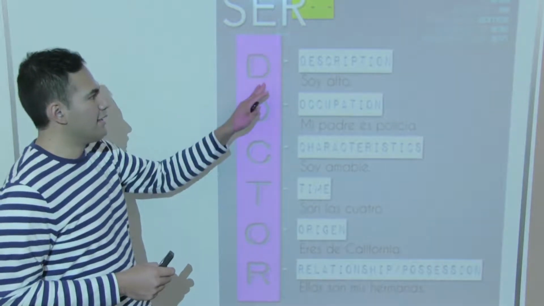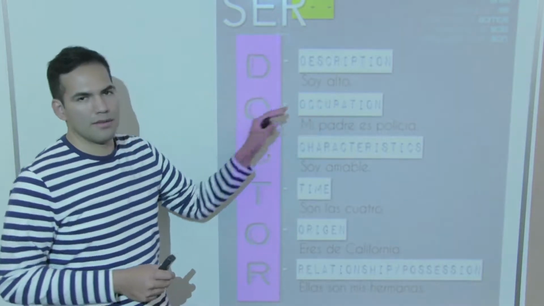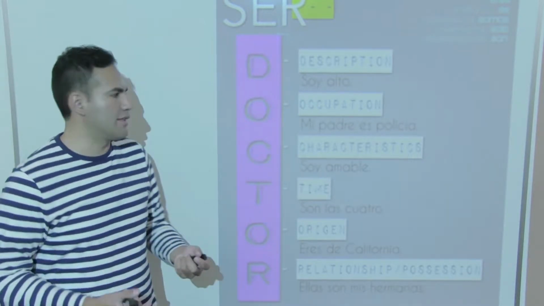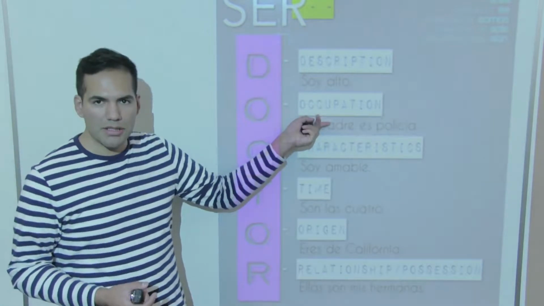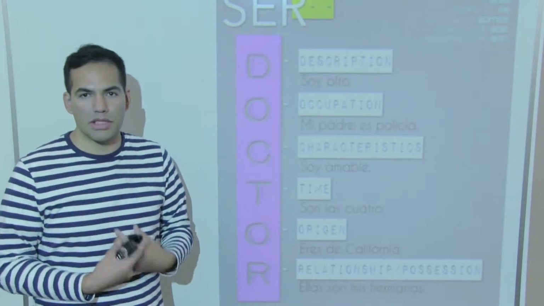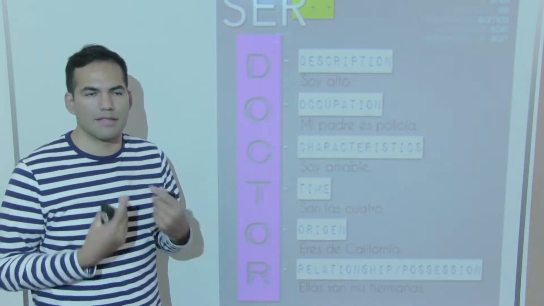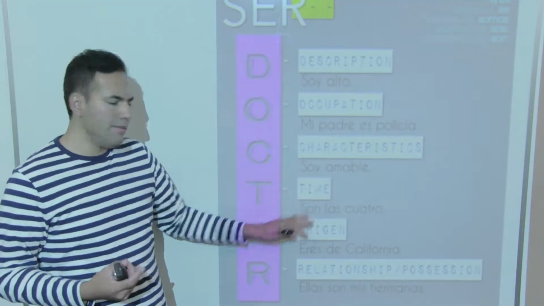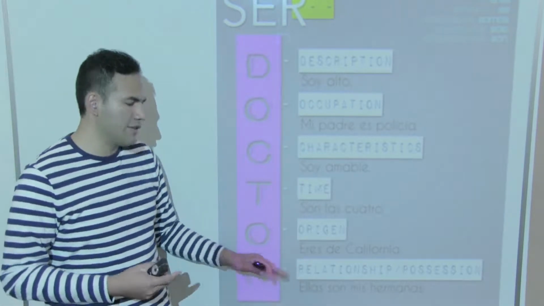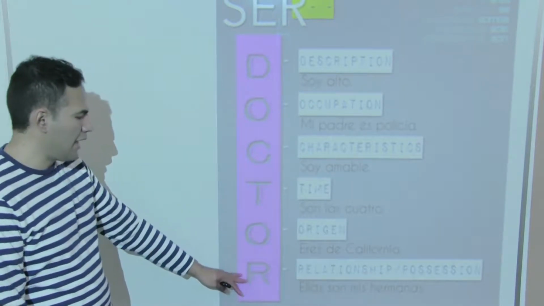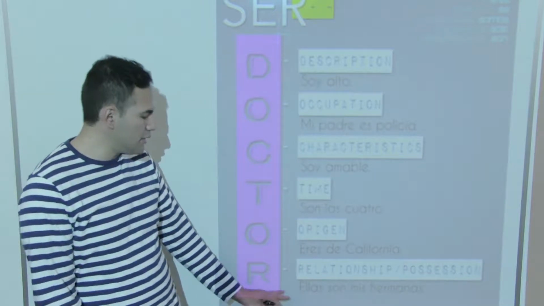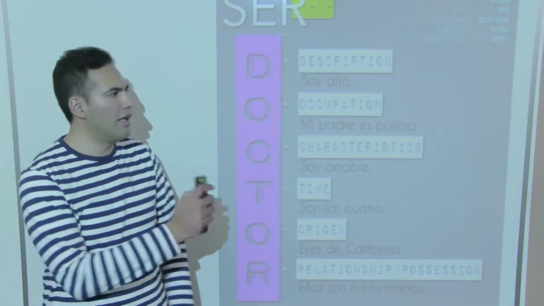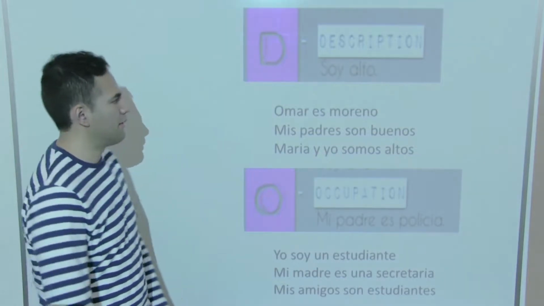We're going to use ser when we're describing something, when we are talking about descriptions, when we're describing a thing, a person, or anything. When we talk about occupations, like when we're describing what we do, what our neighbor does, etc. Talking about characteristics, talking about the time or origin of someone or something, as well as we use it to talk about relationships and possessions of things. And now let's just look at each of them individually.